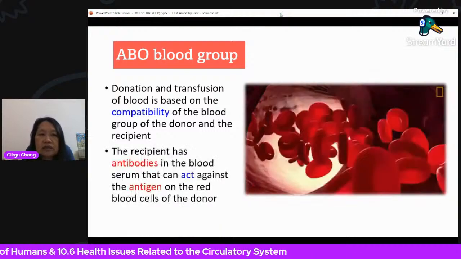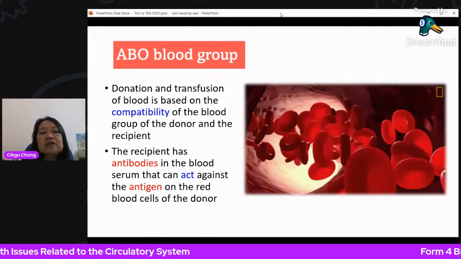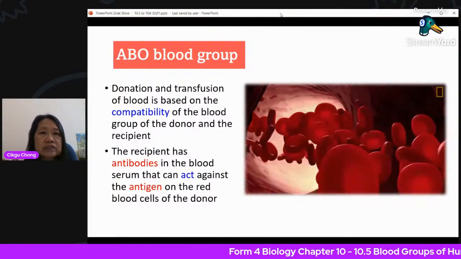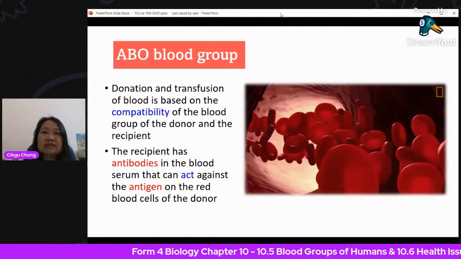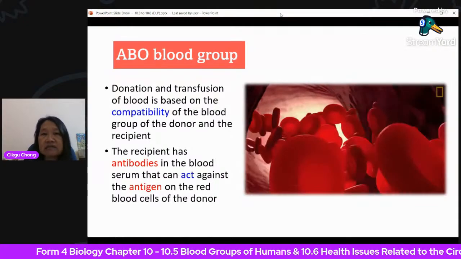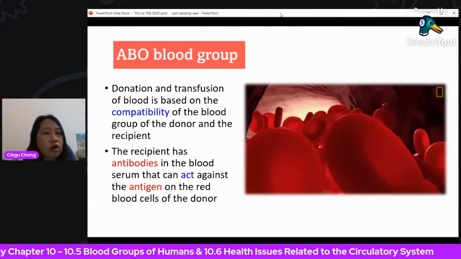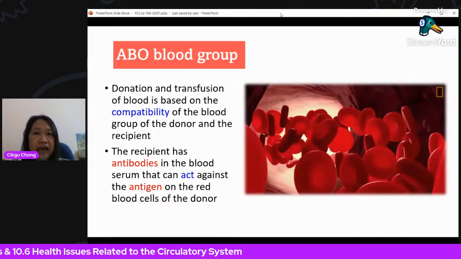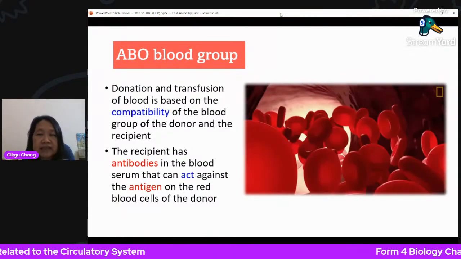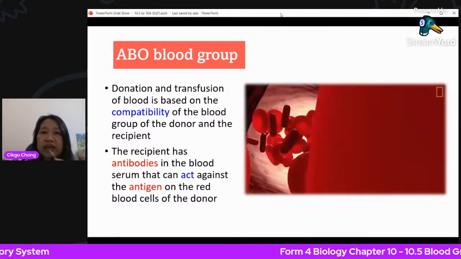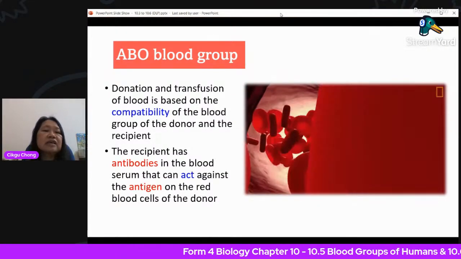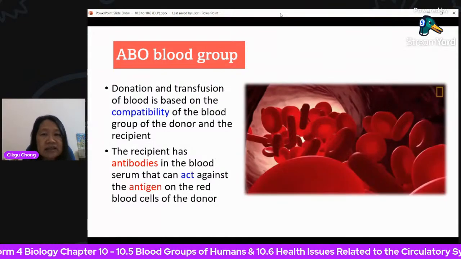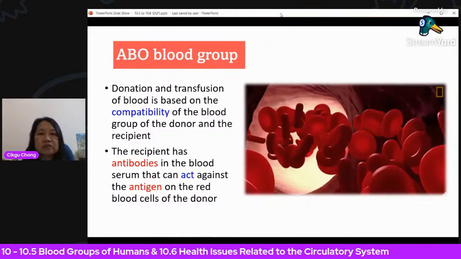The recipient has antibodies in the blood. So why does it need to be compatible? Because the recipient can produce certain antibodies that can bind, or we can say act against the antigen. If you give the wrong type of blood to this person, and this person has the ability to produce the antibody for this blood, this antibody will bind onto the antigen of this blood, and it can cause the blood cells to stick together. And when they stick together, that means your blood cannot flow and the person will die.